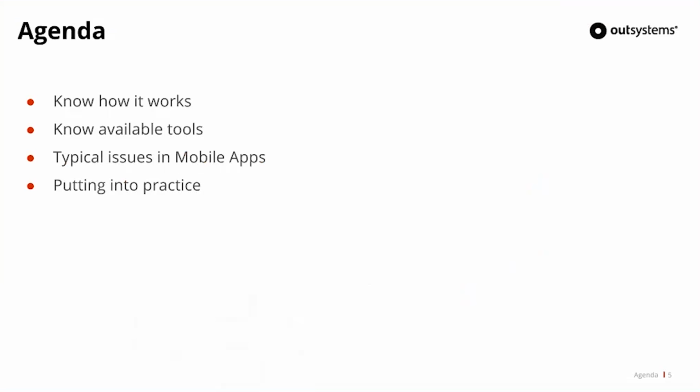The agenda for today. First, we need to know the field where we are working on. We need to know what is happening under the hood. Then, you'll know the available tools that we could use to work in that field. With those tools, we'll try to find some typical issues in mobile applications. In the end, we'll wrap all these and put all these together in practice.